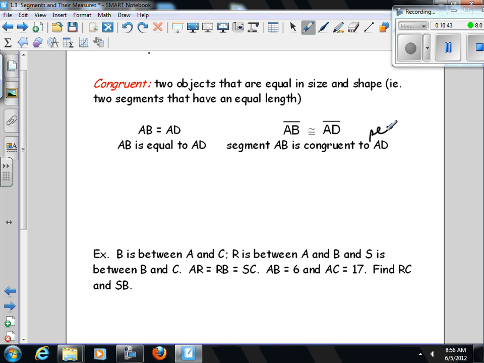We can put the word segment right here. The first statement just says that the length of AB is equal to the length of AD. Those two are also segments of the same segments over here. But equality also implies congruence.